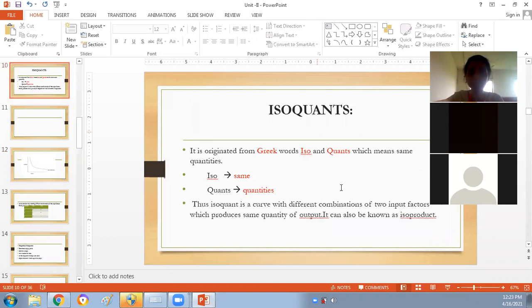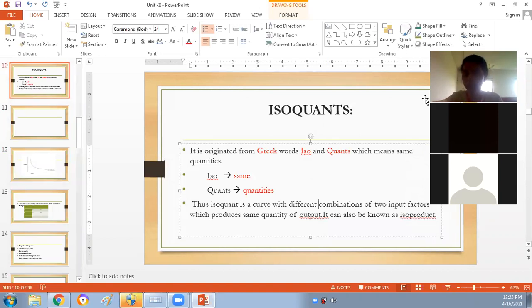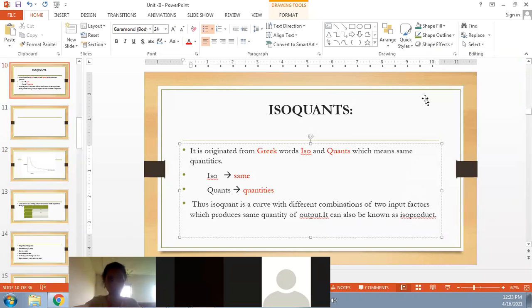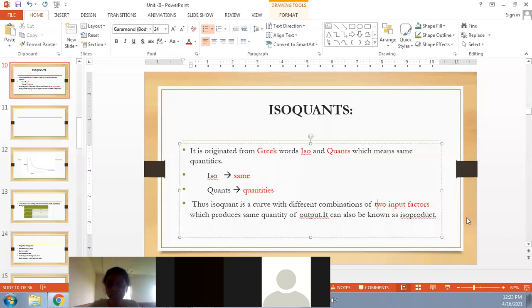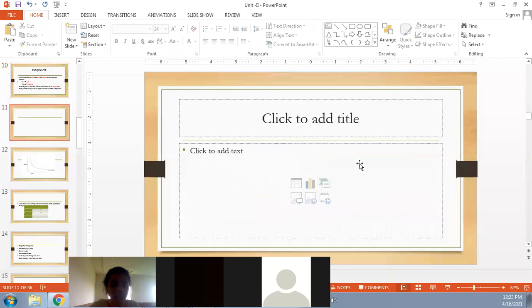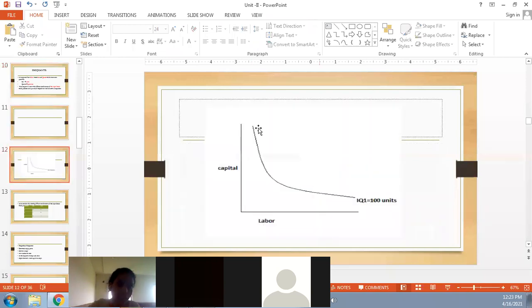Now let us see the basic definition for isoquants. How can we define isoquants? Isoquant is a curve with different combinations of two input factors. Guys, as we have seen just now, what did A do? 20 units of capital, 10 units of labor. B 15 units, 25 units. C 18 units, 30 units. That is representing a curve. It is a curve. See here.